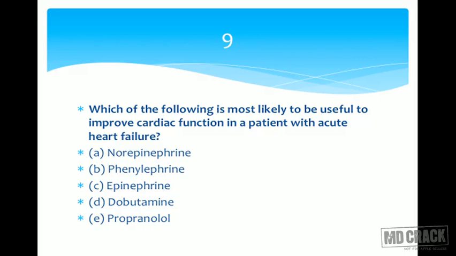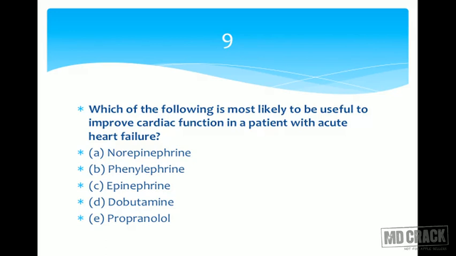A. Norepinephrine, B. Phenylephrine, C. Epinephrine, D. Dobutamine, and E is Propranolol. I hope you understand. Norepinephrine, phenylephrine, epinephrine, dobutamine, all four look alike because they are agonists of the sympathetic nervous system. And E, Propranolol, is an antagonist, it's a beta blocker. I think this examiner is wise, is trying to tempt you to choose Propranolol.